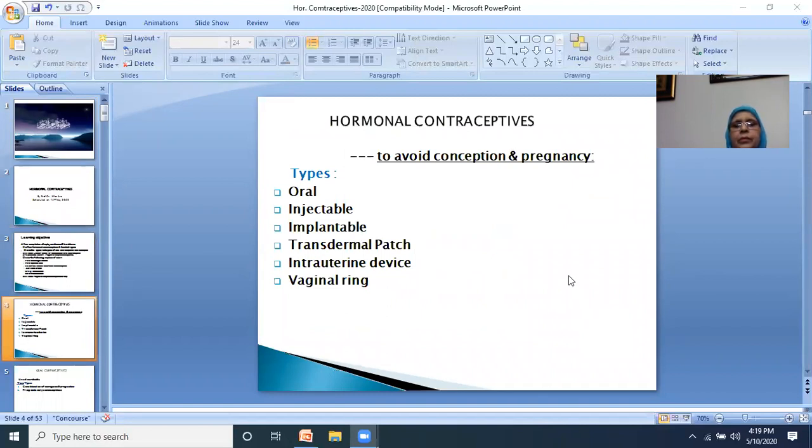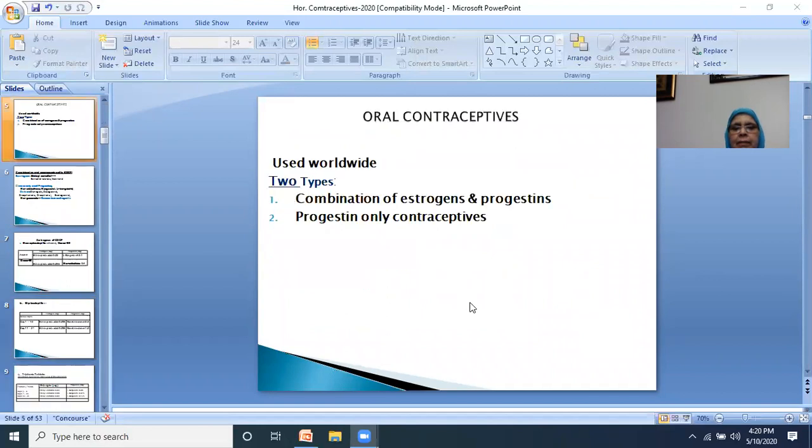Now, what are these hormonal contraceptives? These are the hormonal preparations which are used to avoid conception and pregnancy. The types are oral contraceptives, injectable, then implantable contraceptives, transdermal patch, intrauterine devices, and vaginal ring.